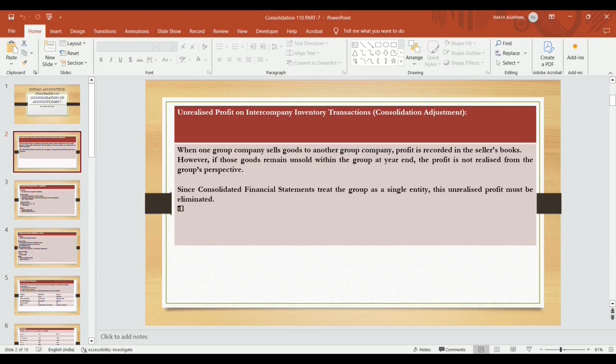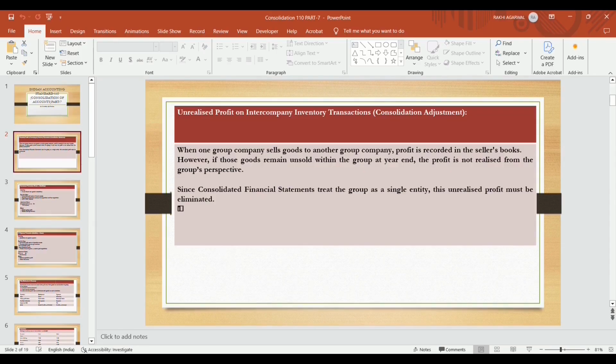However, if those goods remain unsold within the group at the year end, when consolidated financials are prepared, all the assets and liabilities are to be merged. At that time, if any unsold goods are left in the buyer's books, then what happens? If those goods remain unsold within the group at the year end, the profit is not realized from the group perspective. Individually, the profit is realized.